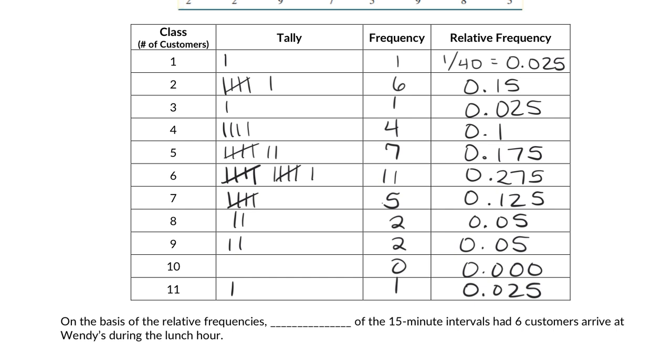So on the basis of these relative frequencies, what percentage of the 15-minute intervals had 6 customers arrive at Wendy's during the lunch hour? So if we're looking at the relative frequencies and 6, that means that 27.5% of these 15-minute intervals had 6 customers arrive at Wendy's during the lunch hour, which is a little over a quarter of the time.